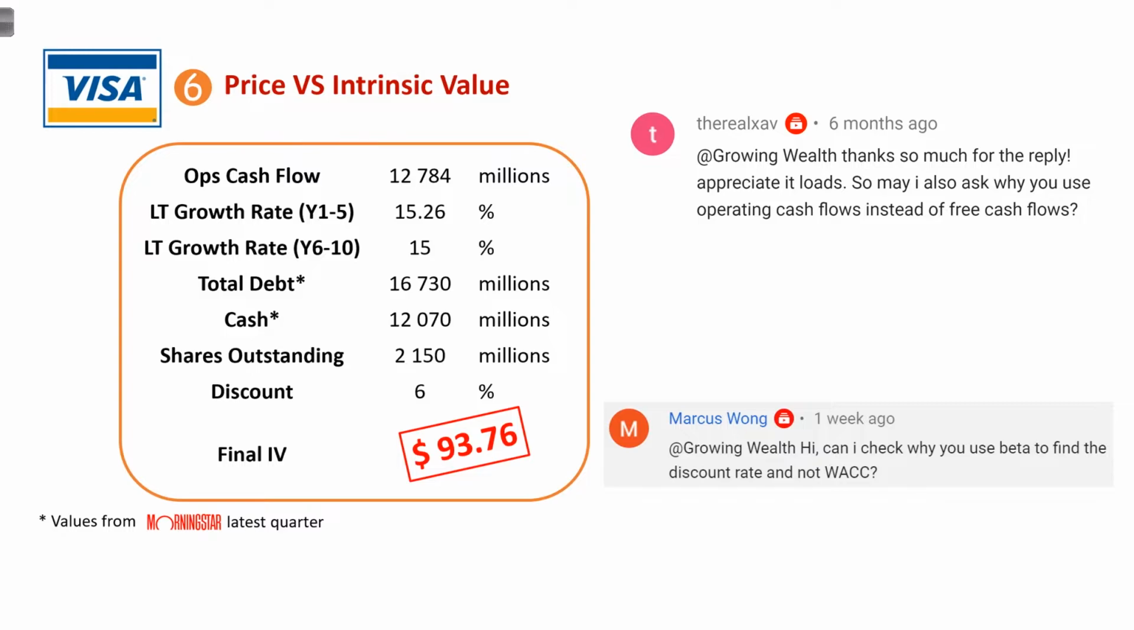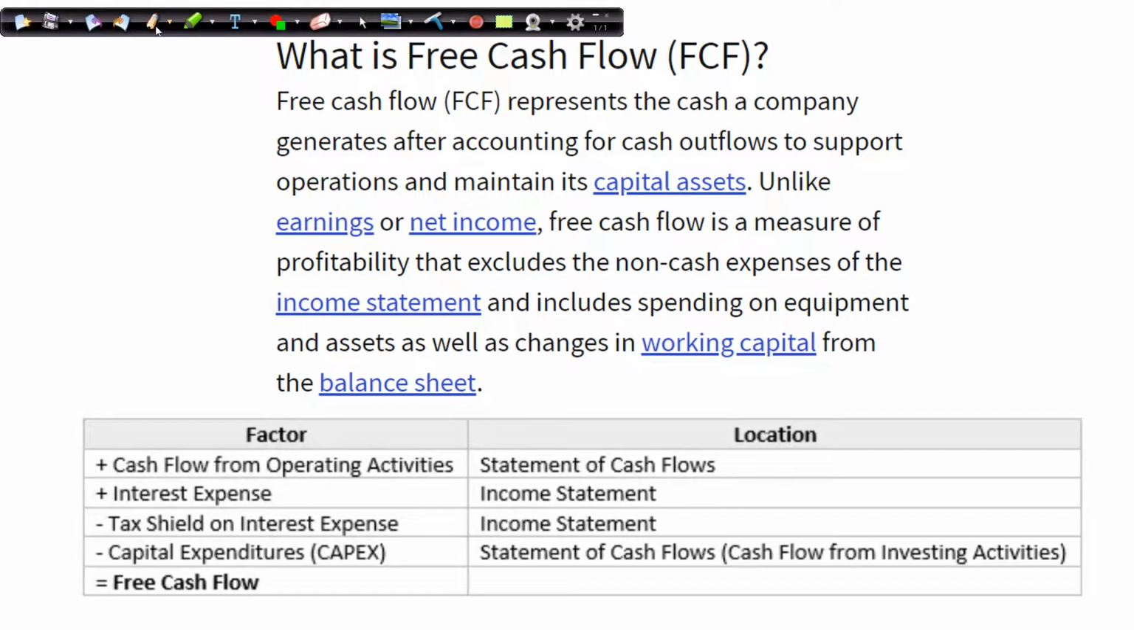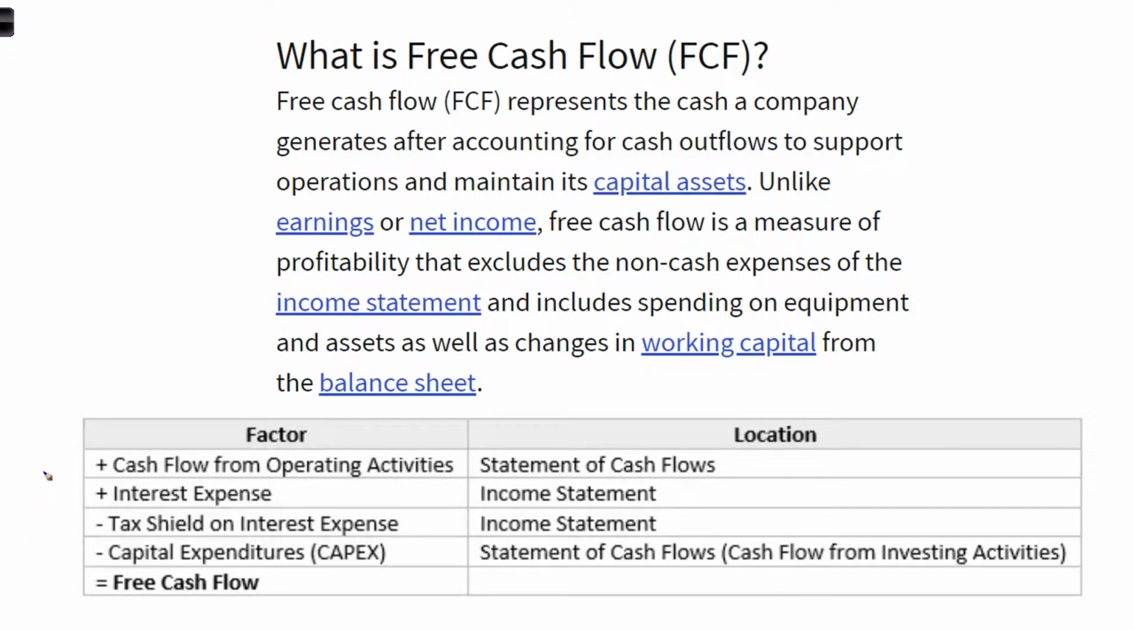And also please be consistent in your analysis. For example, if we change the ops cash flow to free cash flow, which is a more stringent parameter, no doubt that the IV you get would net you a greater margin of safety. Another concept that we will talk about later in this video.